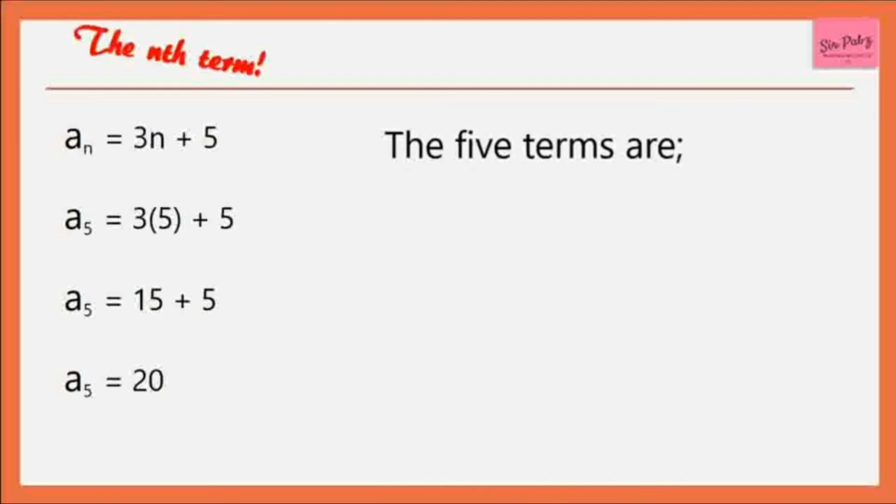Now, the 5 terms are, so this is the standard form in writing our sequence. We need to put a comma in each term. So 8, 11, 14, 17, then 20. So our 5 terms are 8, 11, 14, 17, and 20.